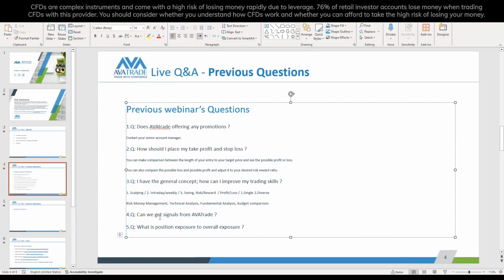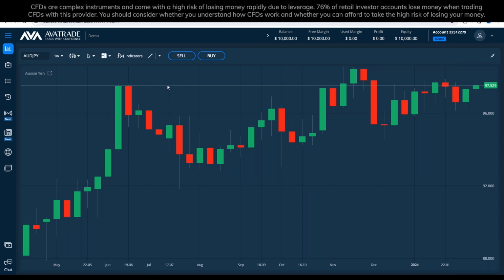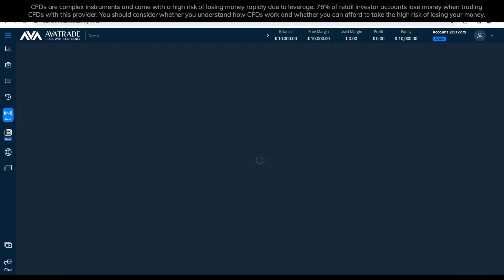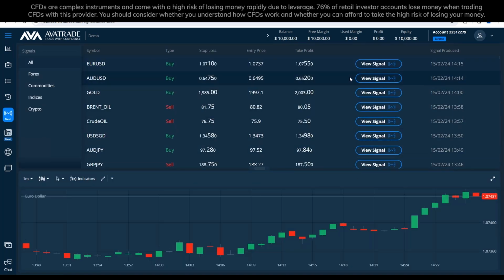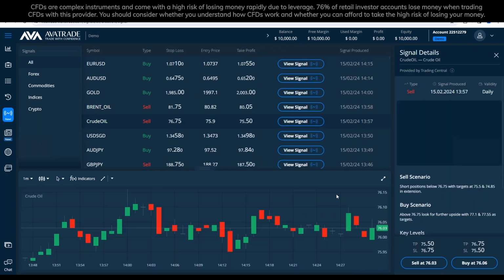We're going to carry on with this question: can we get signals from AvaTrade? What we're going to do is simply click here in the middle of the toolbar on signals. And we can see here lists of many signals. We're just going to pick one, say crude oil, as an example.